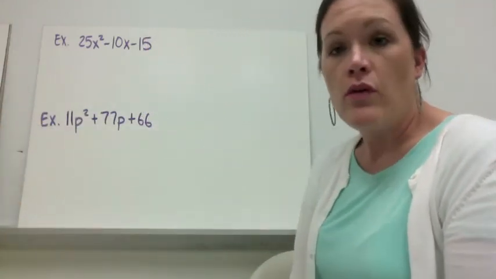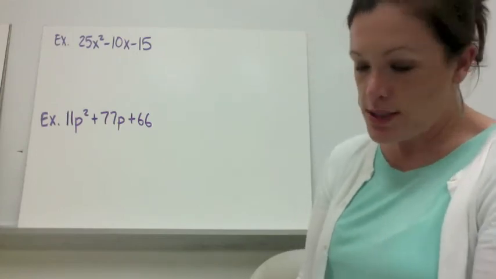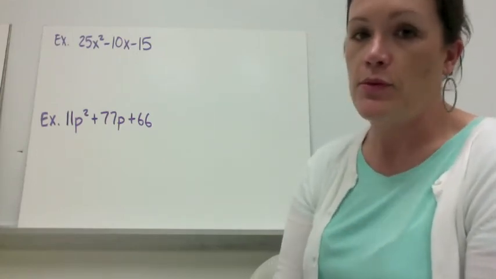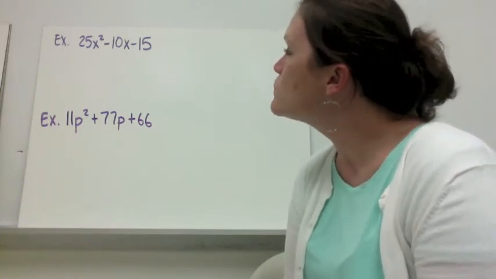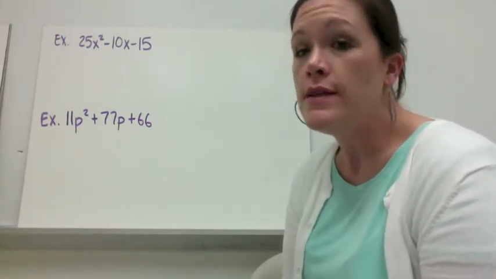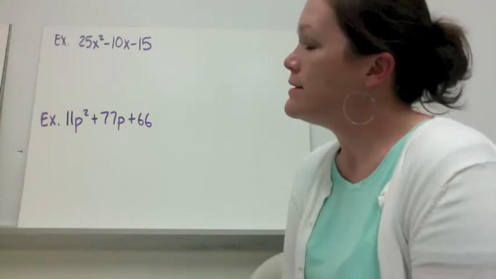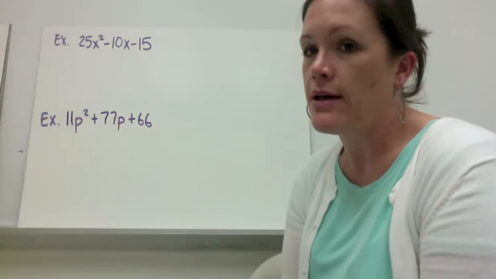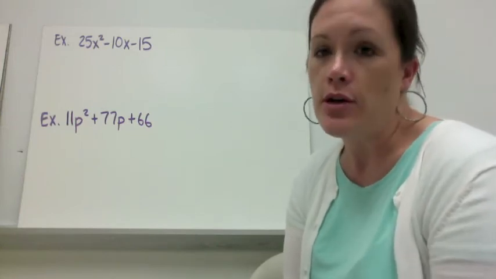Now, for example 4, do you notice anything special about this example? I'll give you a second. All of these numbers have a greatest common factor. So when that is the case, you want to take that number out. It not only makes your work easier, but it'll make your answer correct.